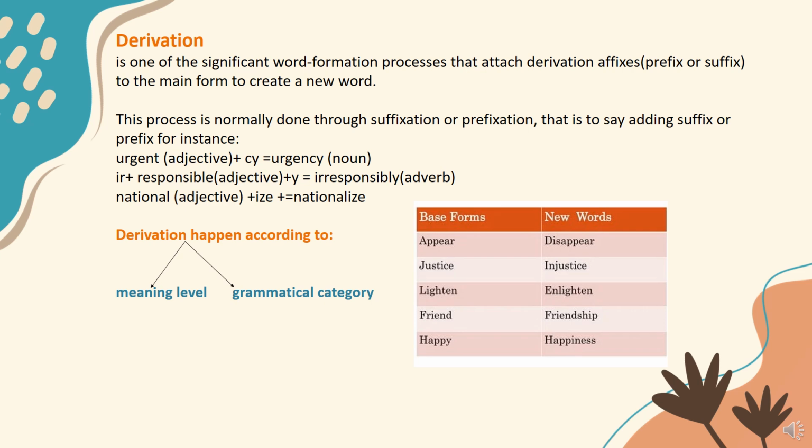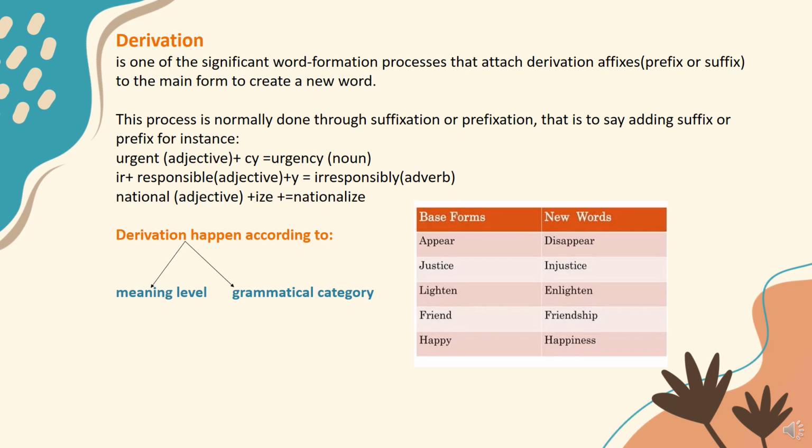We also have national, and by adding the suffix ize, it becomes nationalize, the verb. So according to the previous examples, derivation happens according to the meaning level, which is changing the meaning of the word, and the grammatical category, which is changing, like from noun to verb, from noun to adverb, and so on. Like here we have appear, and it becomes disappear by adding dis. The meaning totally changes.